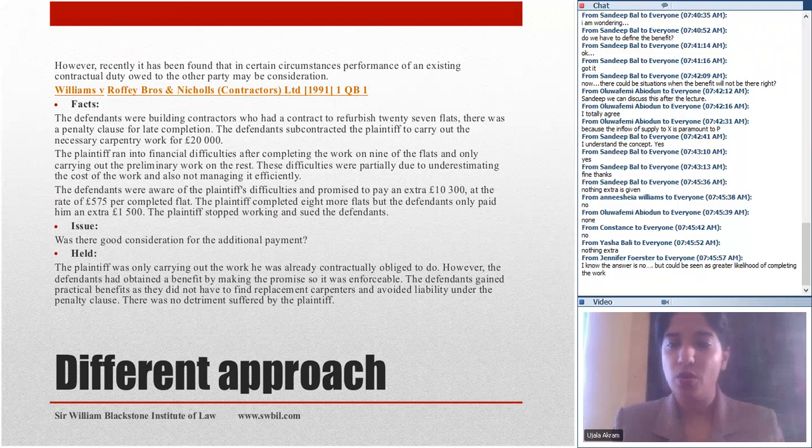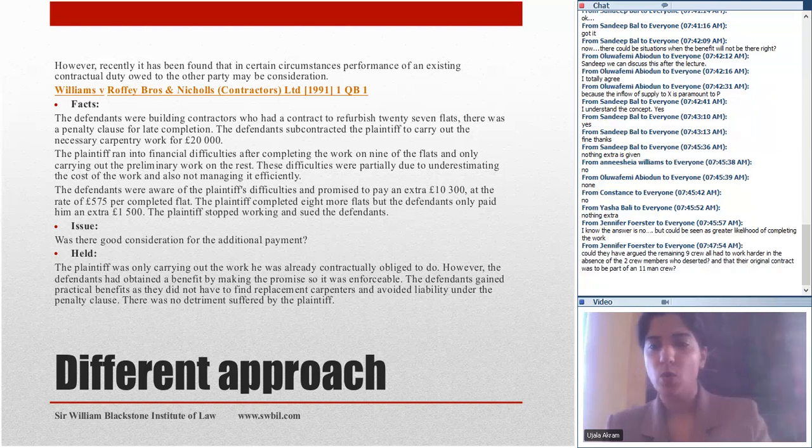Okay, however, very recently, it has been found that in certain circumstances, performance of an existing contractual duty owed to the promisor may be consideration. In this case, Williams versus Roffey Brothers, the Court of Appeal took a different approach. While stressing that Stilk versus Myrick is not being overruled, they nevertheless enforced Roffey Brothers' promise to pay an extra $10,300 if Williams finished the flats on time.